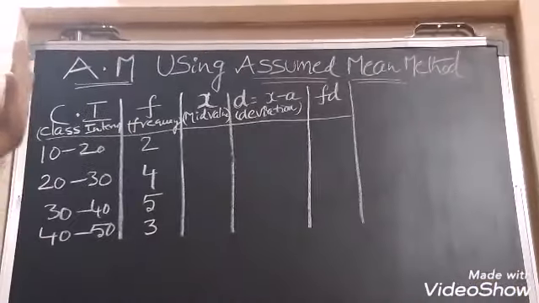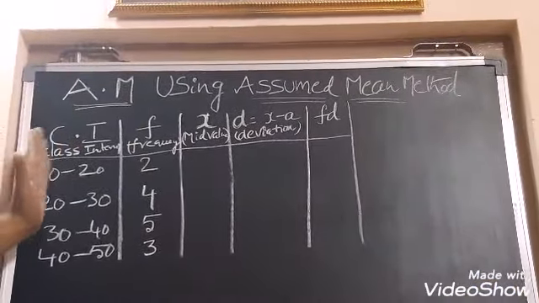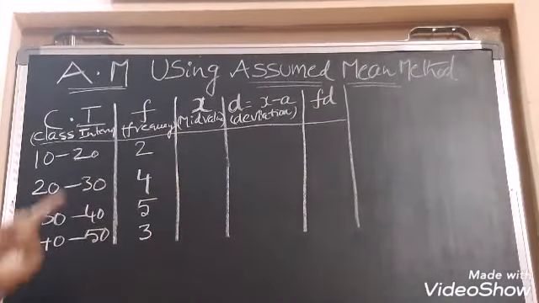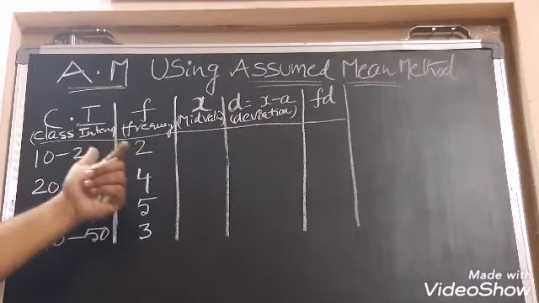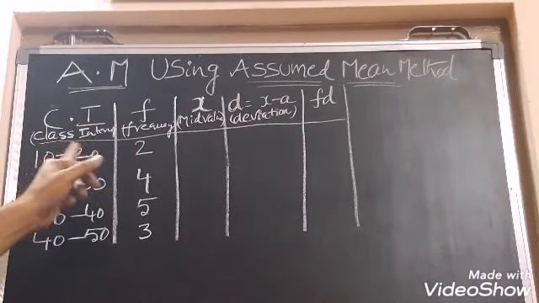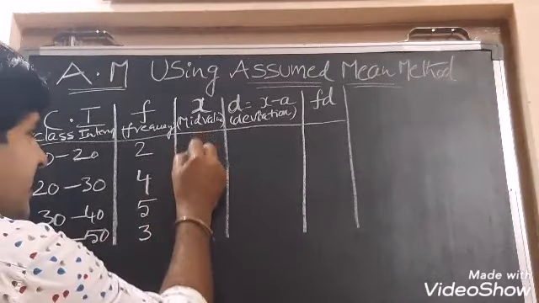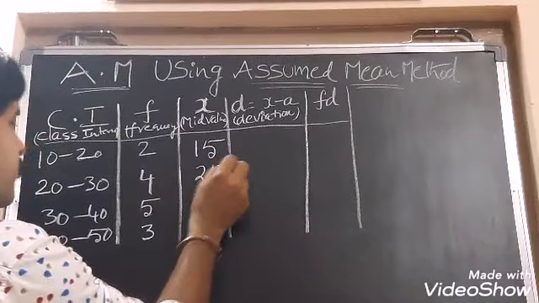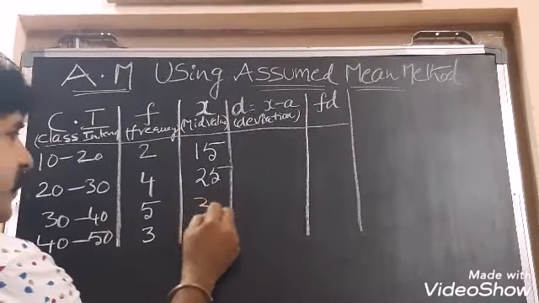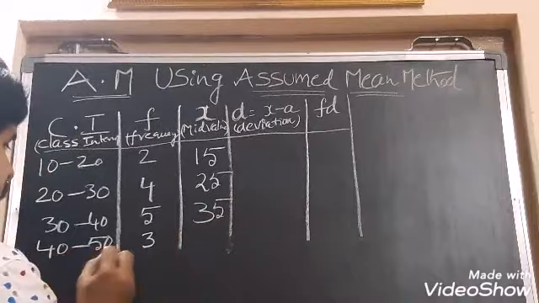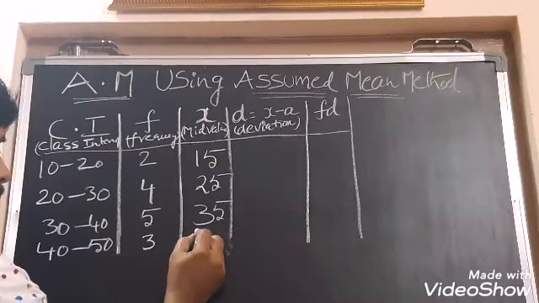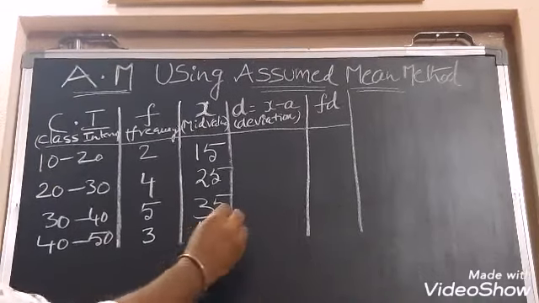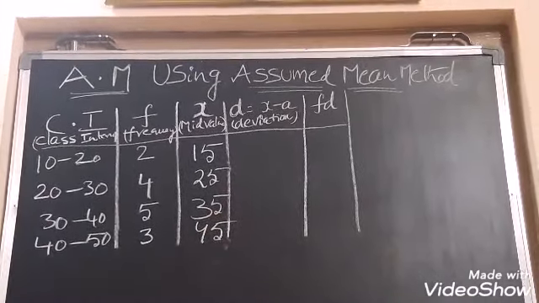Okay, here the problem has been given like this. Class interval is this, frequency is this. Now we have to find the mid value. The class interval is 10 to 20. Then what is the mid value? 10 plus 20 by 2, it is nothing but 15. 20, 30, it is 25. 30 plus 40 by 2, 35. The last but not least is 40 plus 50 by 2. This is 45.